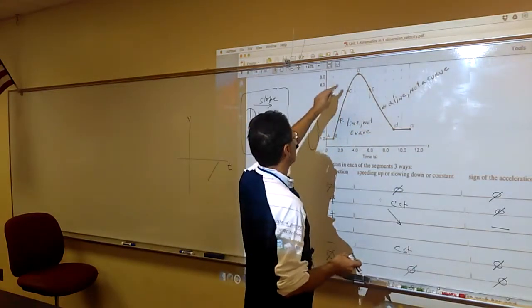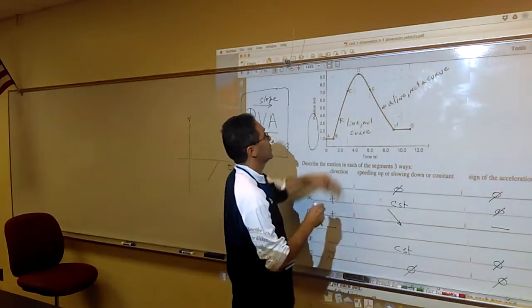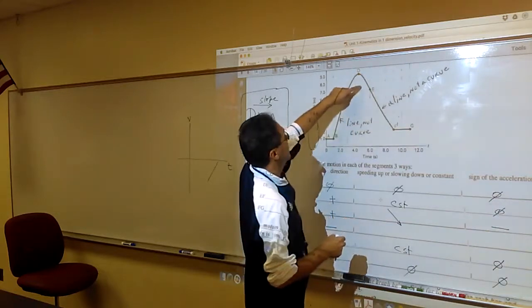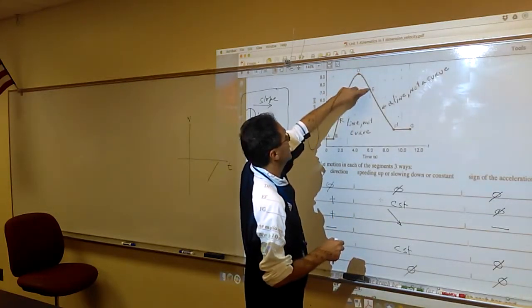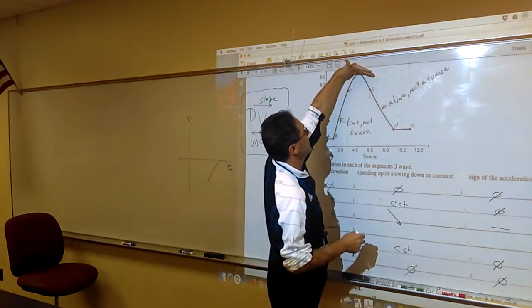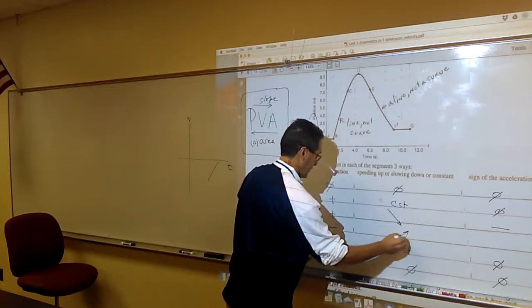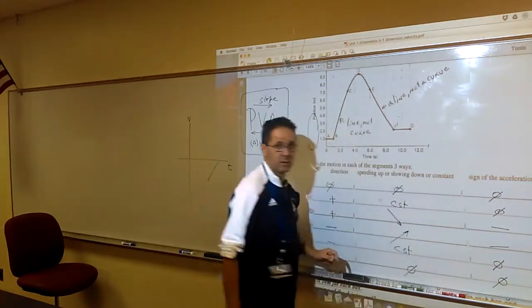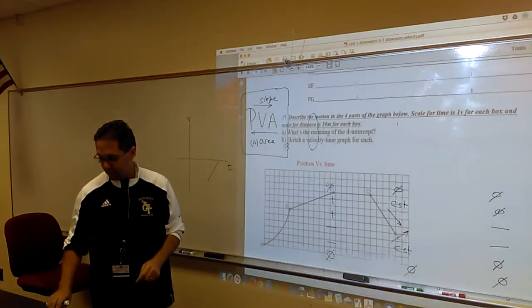And from D to E, you're going in the negative direction. Position is dropping, or the velocity is negative, and the other thing is, your speed is increasing because your steepness is getting more and more in time. Okay, bad, good, bad. Okay, next graph.